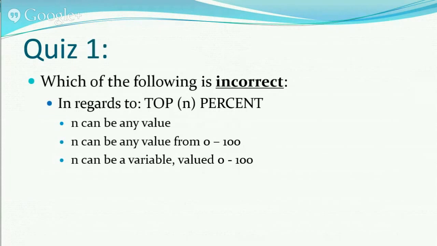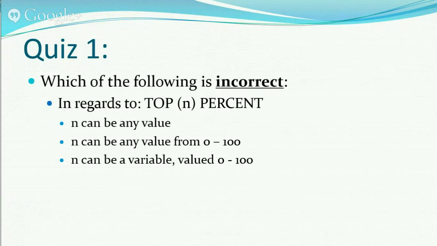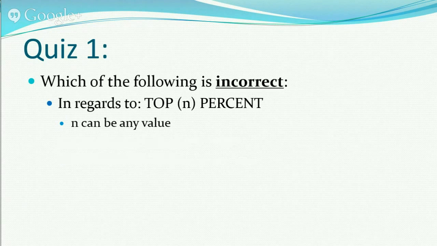Yeah, that's a great question. All right, this is your part of the quiz first, Aaron. Hopefully you remember back to the beginning. First question is, which of the following is incorrect? In regards to top n percent, n can be any value. N can be any value from 0 to 100. N can be a variable valued 0 to 100. So which one do I think is incorrect? You think the first one is incorrect?